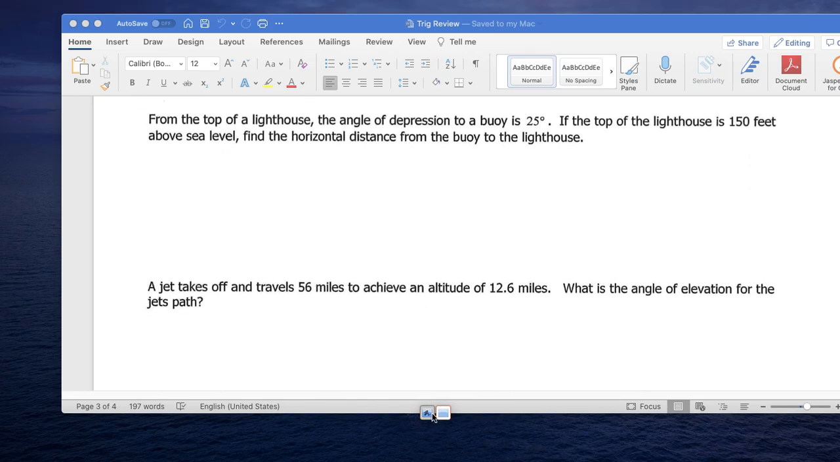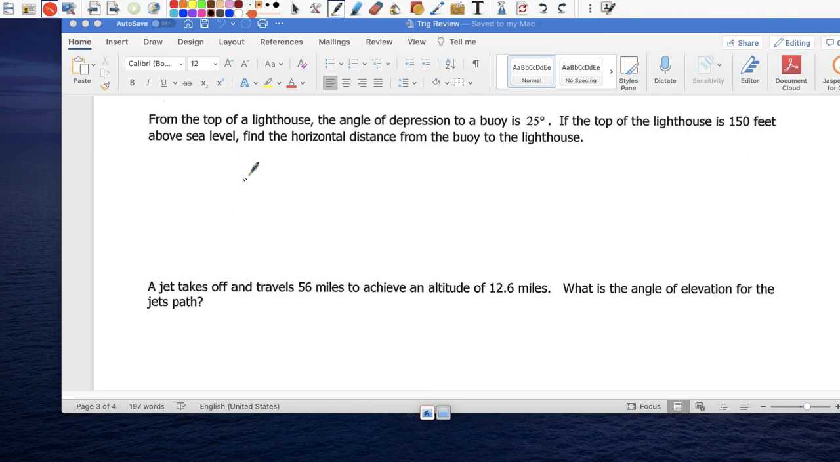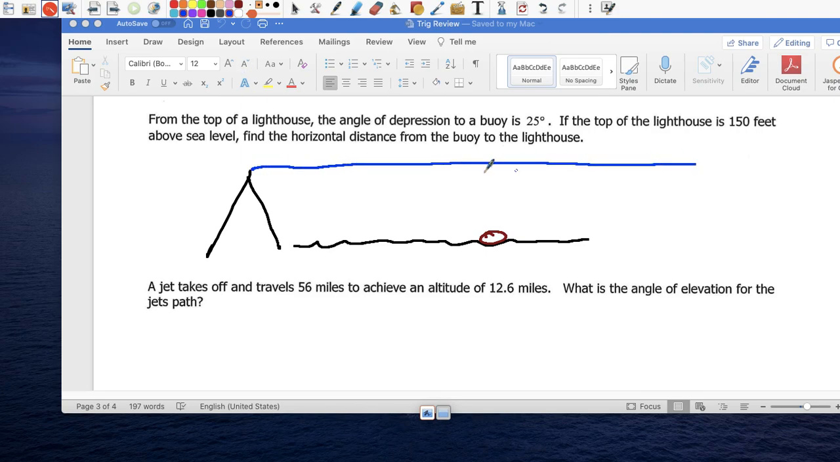From the top of a lighthouse, let me draw a lighthouse. The angle of depression to a buoy, so this is the water, and a buoy is one of those floating things that I don't know how to draw, so there. Right, so this is the horizontal line, and the angle of depression is right here, 25 degrees. Let me erase this. Okay, the lighthouse is 150 feet above sea level. So we can say that this is 150.